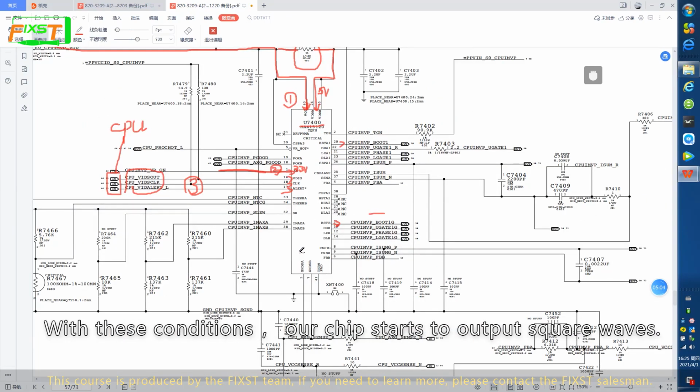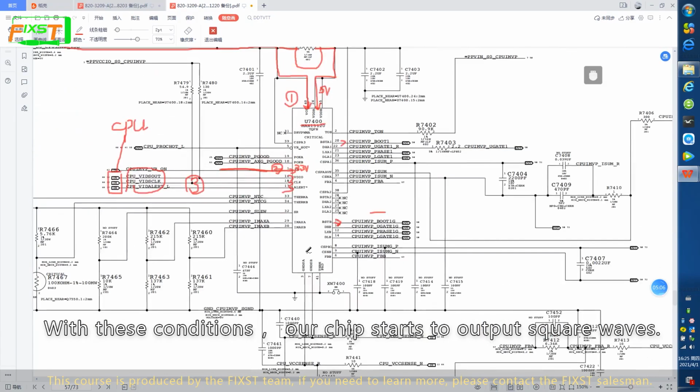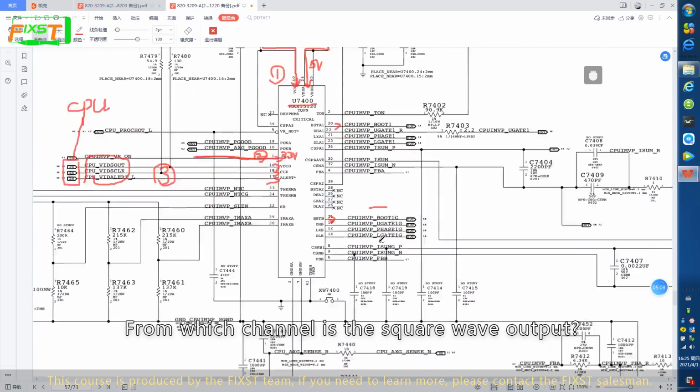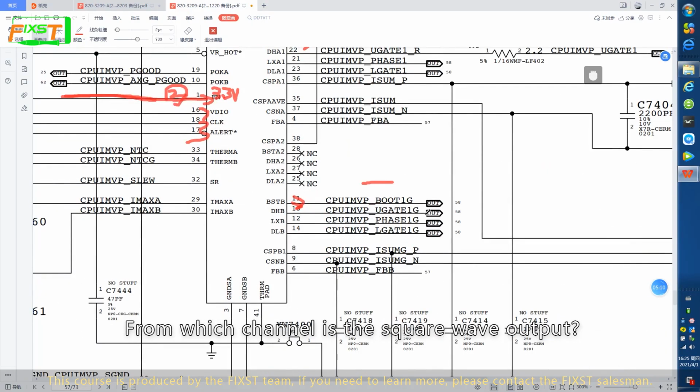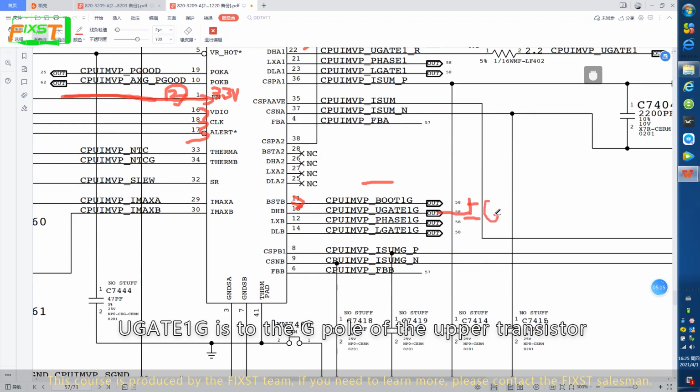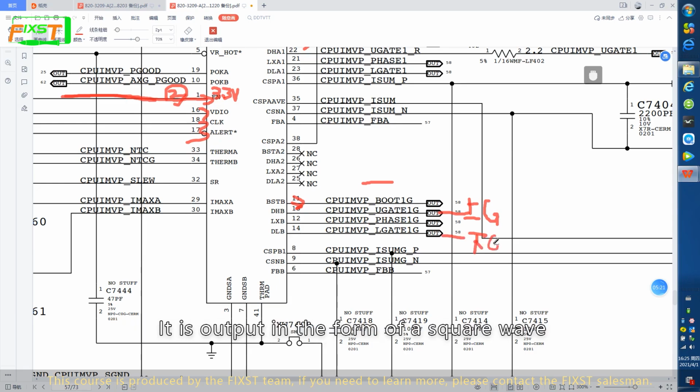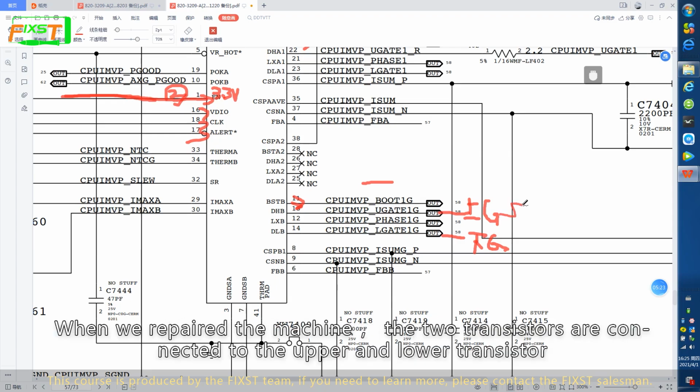With these conditions, our chip starts to output a square wave. From which channel is the square wave output? UGATE1G is the G-pole of the upper transistor. LGATE1G is the G-pole of the down transistor. It is output in the form of a square wave. When we are repairing the machine, the two transistors are connected to the upper and lower transistor.